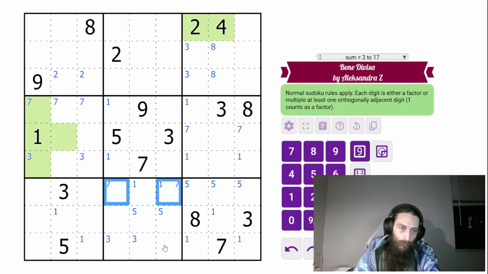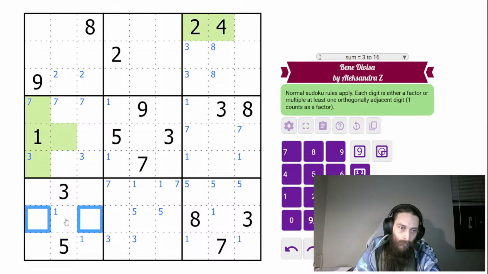Okay, which place is the 7 in box 7? Across the center, but it can't be in that center digit or that center cell. Yeah.